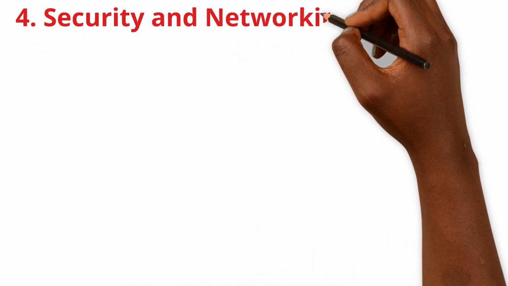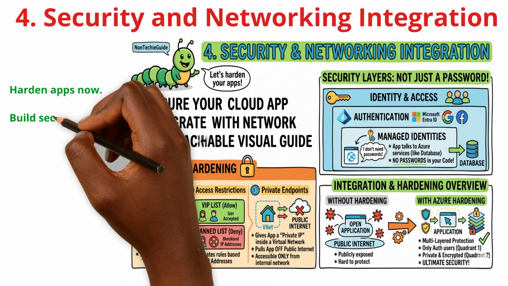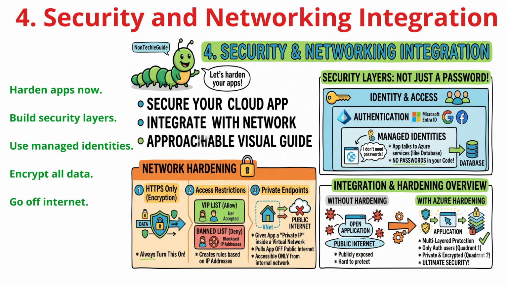Welcome to the non-techie guide to securing your Azure apps. In the cloud, security is a series of powerful layers that harden your application. First, identity and access. Use authentication to lock your site to specific users. Better yet, use managed identity so your app can talk to databases without you ever writing a password in your code. Next, network hardening. Always turn on HTTPS only for full encryption.